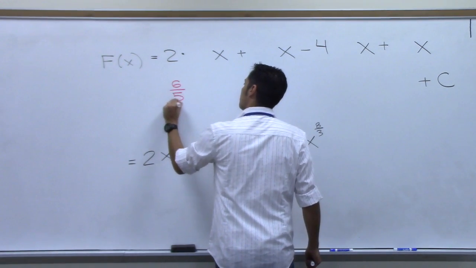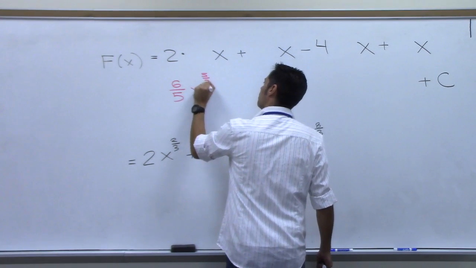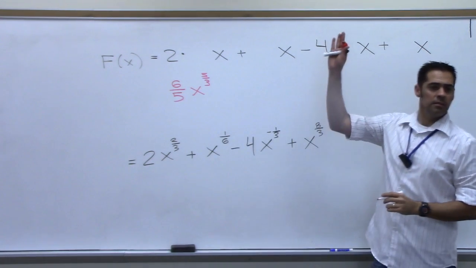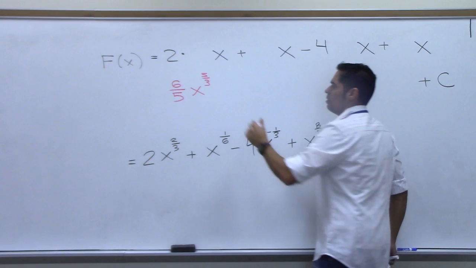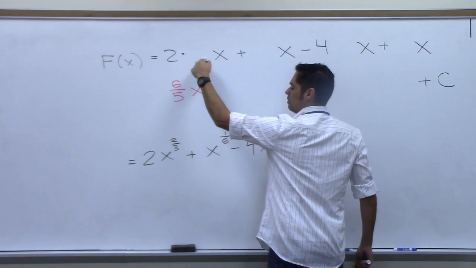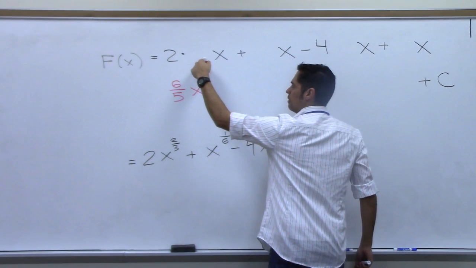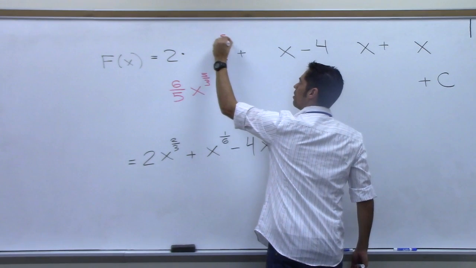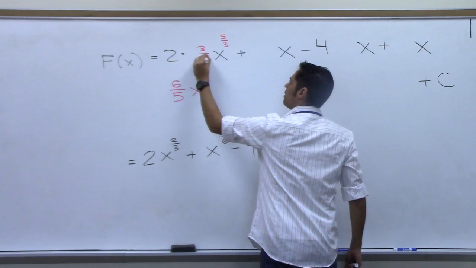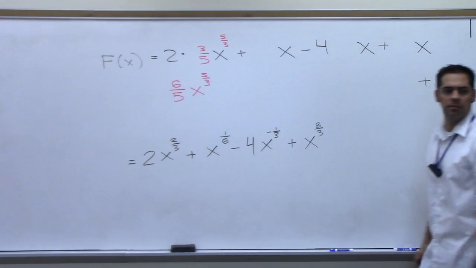6 over 5 x to the 5 thirds. 6 fifths x to the 5 thirds. Agree? Yes? So you had out here, what? So this was 5 thirds, and this became 3 fifths out there. That's correct.